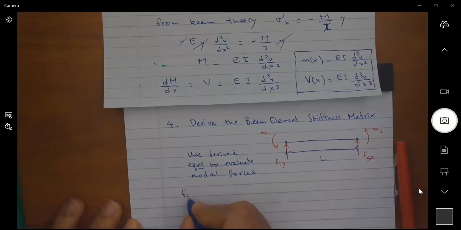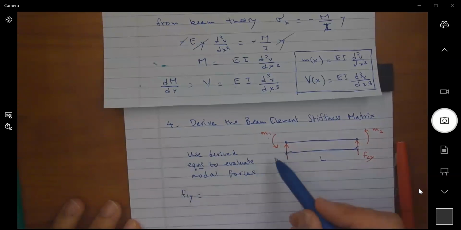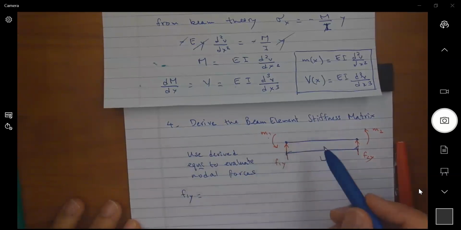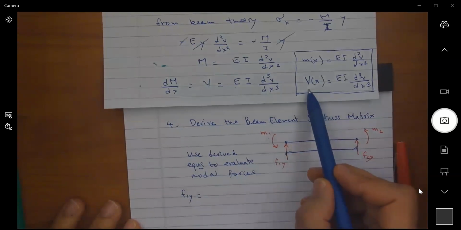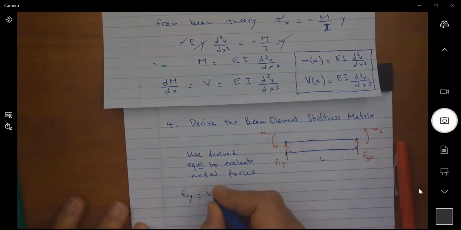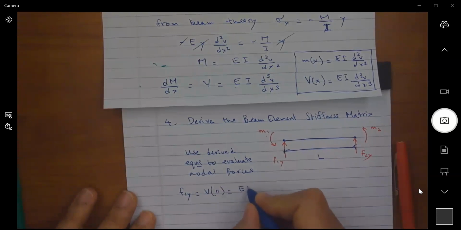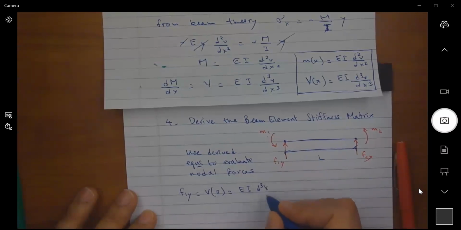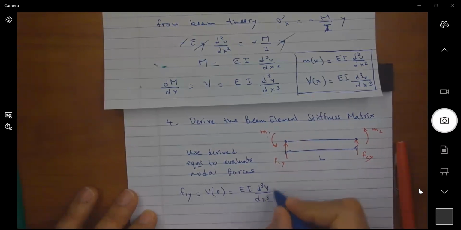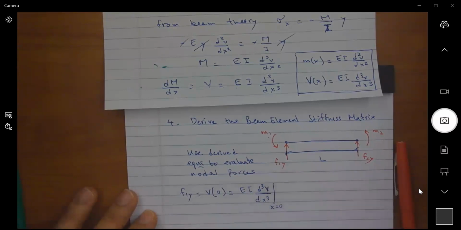So if I evaluate F1 of y, okay, so F1 of y is in the same direction as the positive shear. So I can directly come and use V of x and substitute for x to be equal to 0. So F1 of y is equal to V of 0. And for the sake of time, I'm going to be skipping some steps, but the concept, I think, is straightforward. So I have here equal to EI d cubed lowercase v by dx cubed evaluated at x equal to 0.